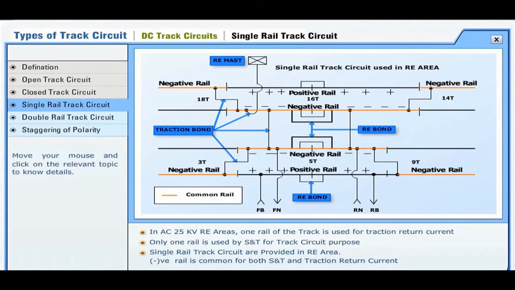Single rail track circuit. In AC 25 kV RE areas, one rail of the track is used for traction return current. Only one rail is used by S&T for track circuit purpose. Single rail track circuits are provided in RE area. Negative rail is common for both S&T and traction return current.